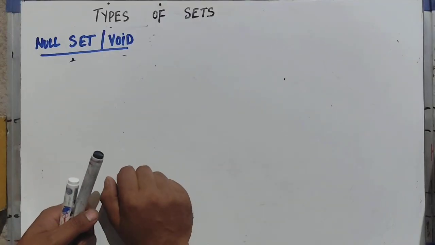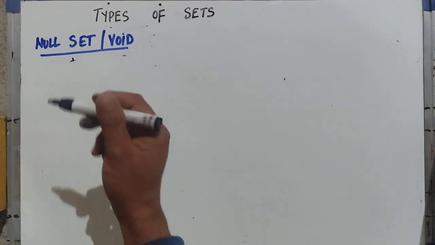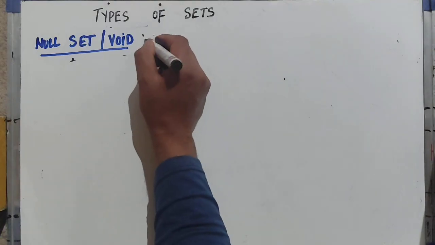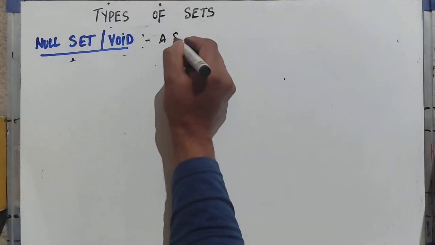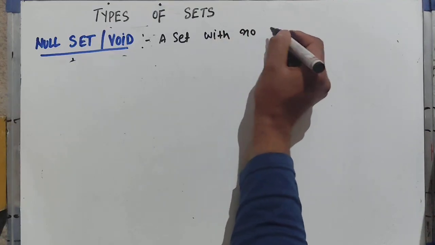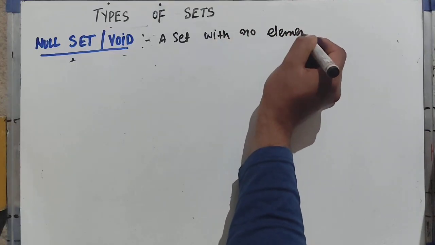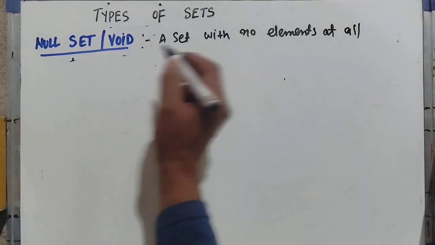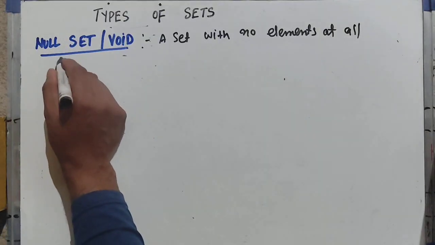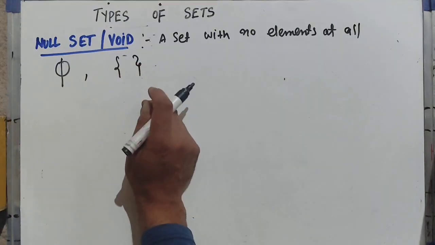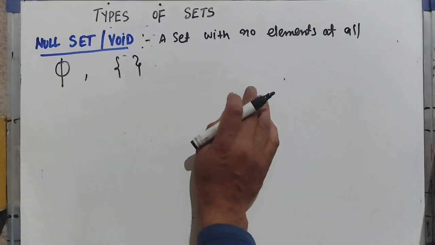Now let us see the types of sets. First we have the null set, or what we call the void set. So what is a null set? It is simply a set with no elements at all. It is denoted by the symbol phi, or by curly braces with no element in it.